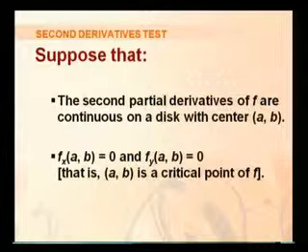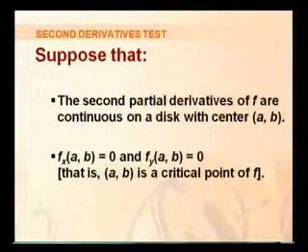Okay, so this is the second derivative test. Suppose the second partial derivatives of f are continuous on a disk with center (a, b). Then if the partial derivative of f with respect to x at the point (a, b) is equal to 0, and the partial derivative of f with respect to y at the point (a, b) is equal to 0, that is, (a, b) is a critical point of f.